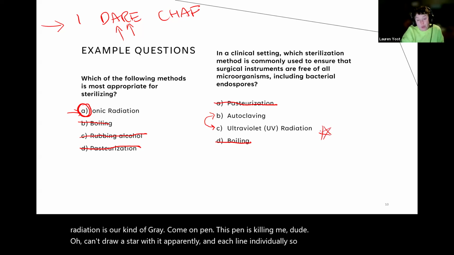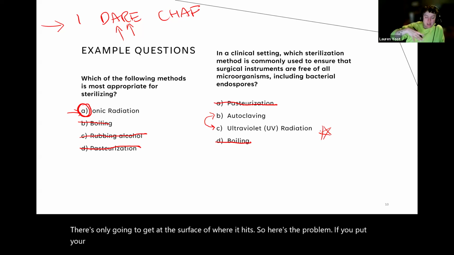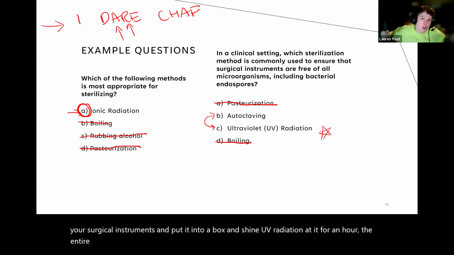So anyways, UV radiation is only going to get at the surface where it hits. So here's the problem. If you put your surgical instruments into a box and shine UV radiation at it for an hour, the entire underside of your surgical instruments didn't get exposed to the UV radiation.